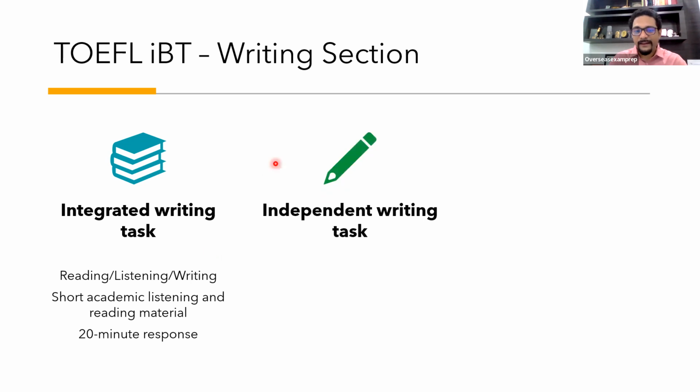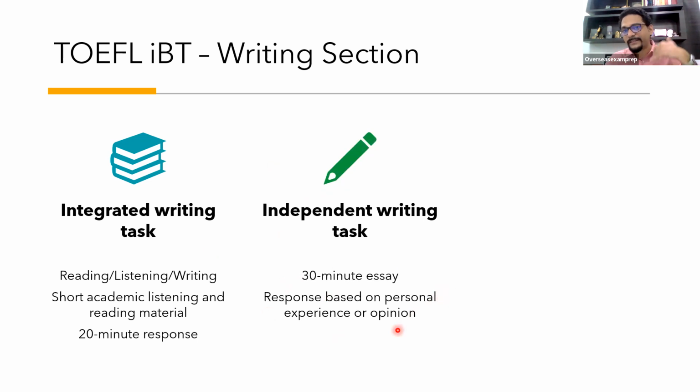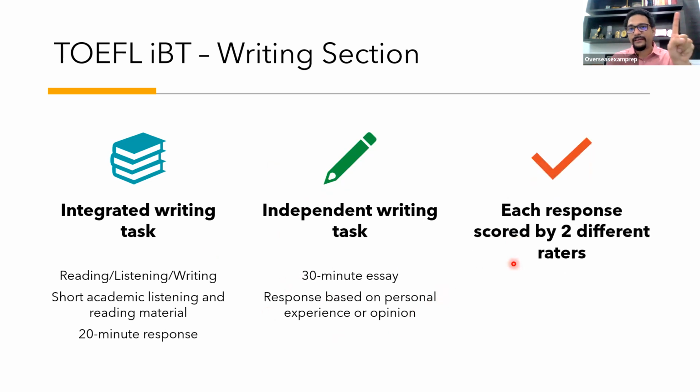So that's why this integrated testing is happening both in the speaking and the writing test, right? And then obviously there is the independent writing task where only your writing skills are evaluated. Here you get 30 minutes to write an essay. This response is based on your personal experience, or it's an opinion that you're providing on a particular view or a topic. And as in the speaking test, in the writing as well, there are two different raters, one human rater, one artificial intelligence rater, where your essay first goes through the software. This time it's called E-rater. The E-rater first catches your spelling mistakes, grammar mistakes, punctuation errors. It's a very advanced version of Grammarly.